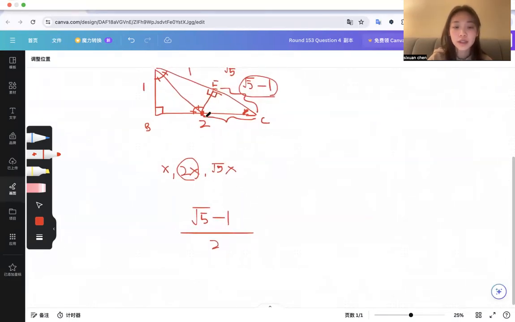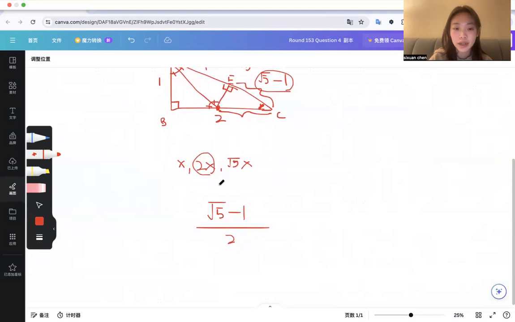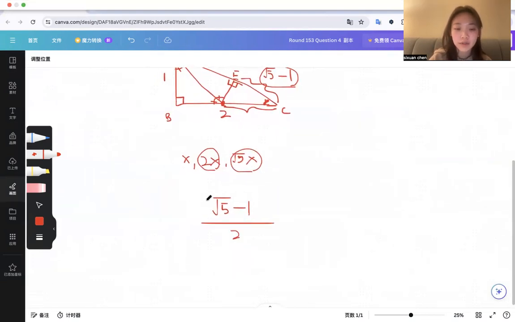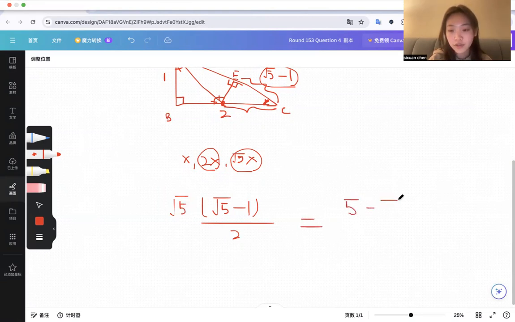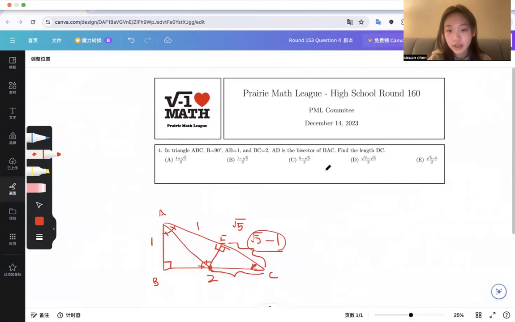And since we're trying to figure out the side length of DC, which is root 5 x, we just need to multiply this whole thing by root 5. So root 5 times root 5 minus 1 over 2, which equals 5 minus root 5 over 2, which is the answer.